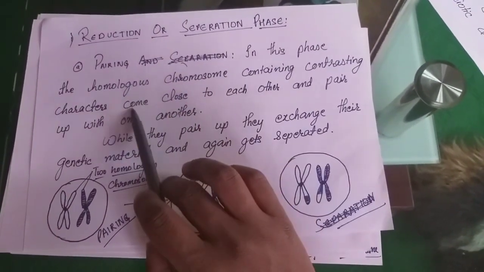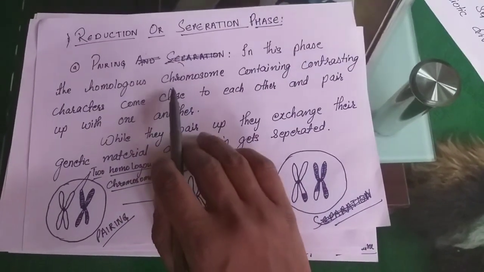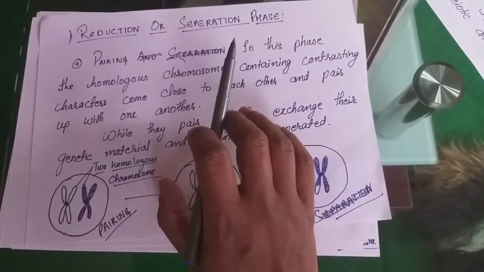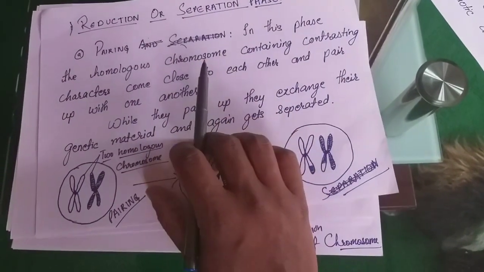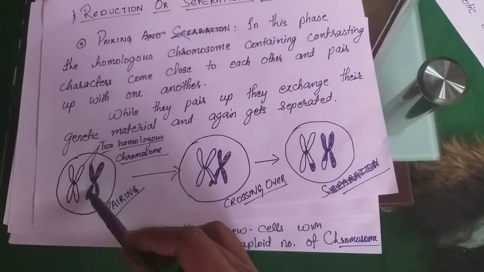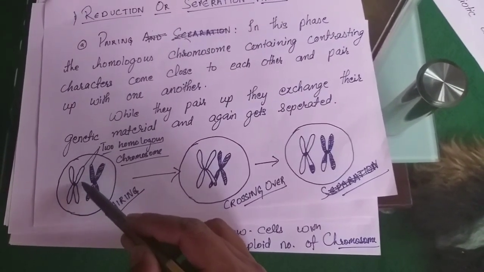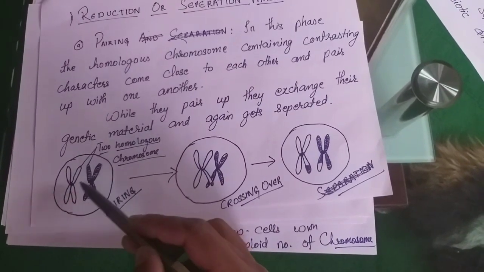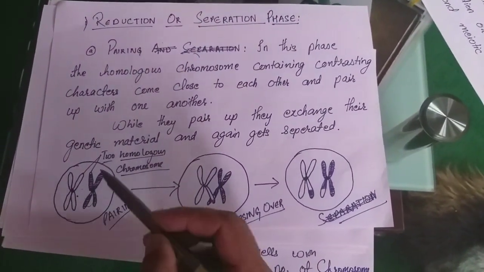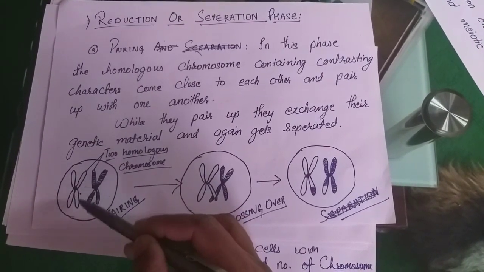Chromosomes containing contrasting characters come close to each other and pair off with one another. So chromosomes which have the contrasting characters come close to each other and pair up. You can see in this case, these are two homologous chromosomes. I have marked one with black and another with white, so that they can be separated easily and you can understand easily. That is why I have painted one black and the other white.